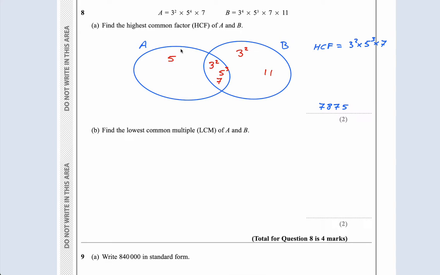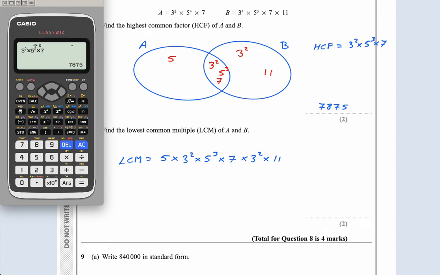Find the lowest common multiple of A and B. Okay, easy, guys. I just multiply them all together. Lowest common multiple is 5 times 3 squared times 5 cubed times 7 times 3 squared times 11. Or I can just use this, and I'm going to multiply by what's left. So there was the 5, there was a 3 squared, and there was an 11. 3,898,125.